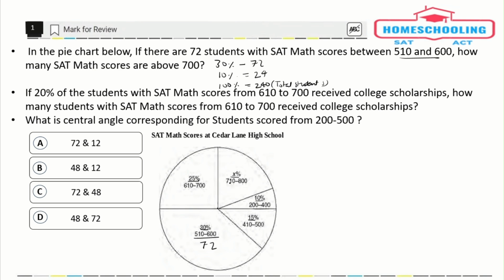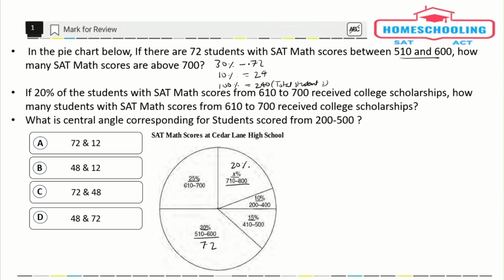So let's see, this pie has this slice. So how many of them have? First we have to find X. So how can we find X? The sum of the percentages of all the slices would be 100%. So 25 plus 30, 55, 55 plus 15, 70, plus 10, 80. So X would be 100 minus 80, that would be 20%.